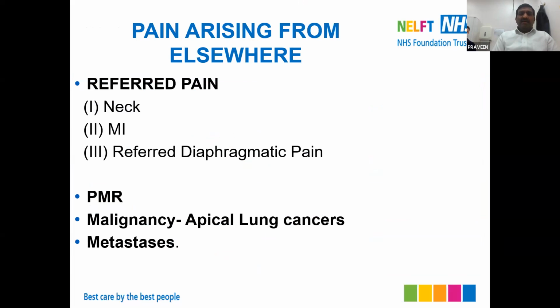So pain arising from elsewhere: this could be referred pain from the neck, myocardial infarction for left-sided shoulder pain, pain from the diaphragm area, and this could possibly include pain from the gallbladder, etc., if it is towards the mid-scapular region and towards the right side. Polymyalgia rheumatica, malignancy, specifically apical lung cancers and metastasis in patients who have had previous cancers of the breast, etc.